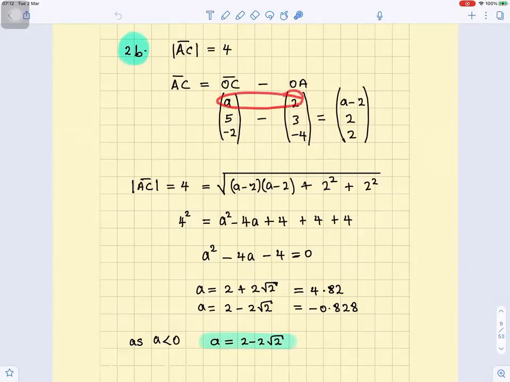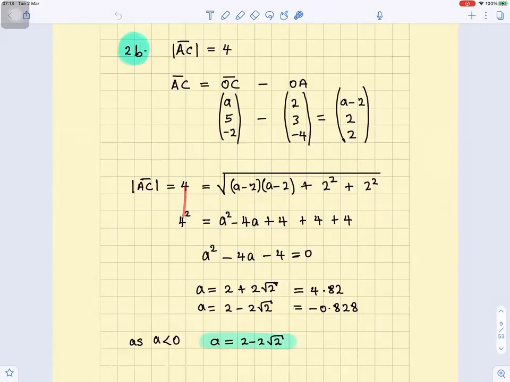So a minus 2, 5 minus 3 is 2, minus 2 minus minus 4. This minus and minus becomes a plus. It becomes 4 minus 2, which is 2. To find the magnitude of AC, (a minus 2) squared, which is (a minus 2) times (a minus 2), plus 2 squared, plus 2 squared. So (a minus 2) squared is a squared minus 4a plus 4. 2 squared is 4. 2 squared is 4.